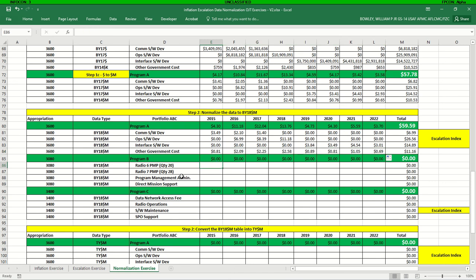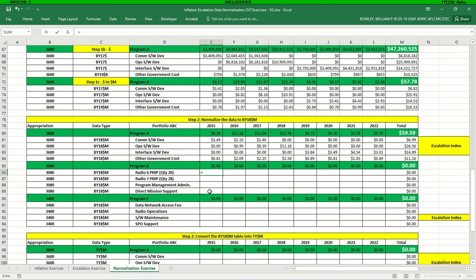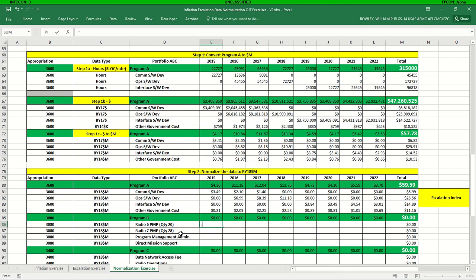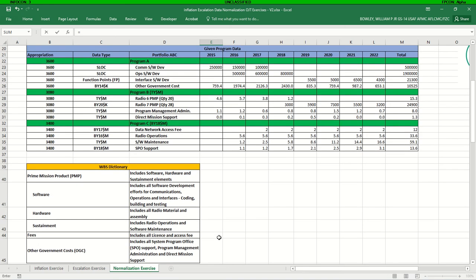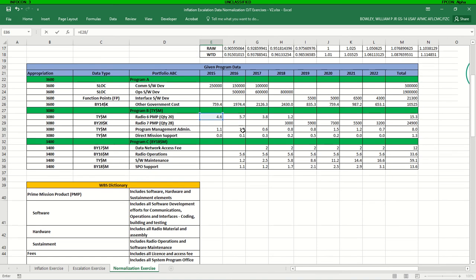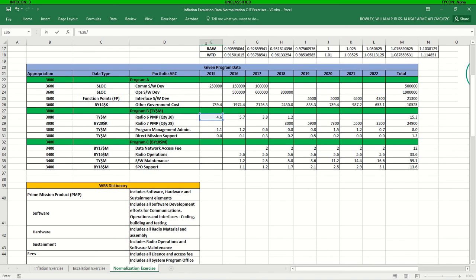Moving on to the next one, we've got radio 6. So let's see, we know we want to convert that to base year 18. Radio 6 is provided in then year dollars. So we've got our then year dollars and we're converting it to the base year of our index table. So we're dividing and we are going from then year to base year. So we're going to use a weighted index for the fiscal year in which the dollars appear. So in this case, we're looking at 2015.